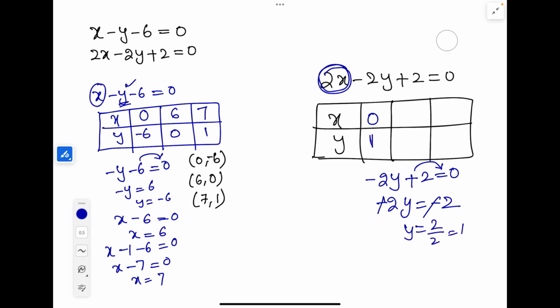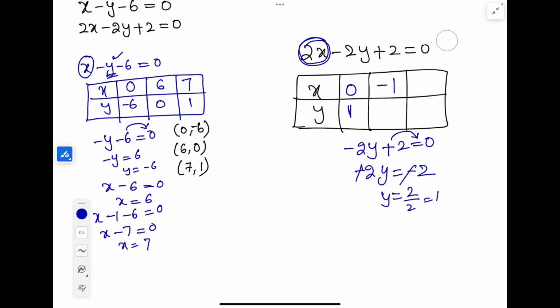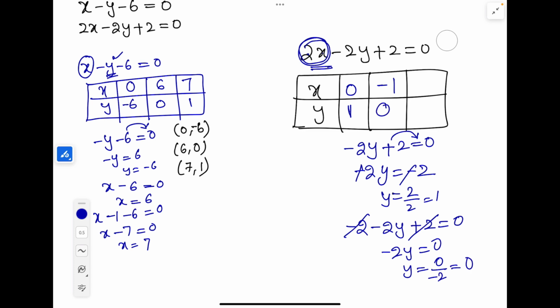Let us take x value as minus 1. If we put x value as minus 1, 2 into minus 1 is minus 2. Minus 2y plus 2 is equal to 0. Plus 2 minus 2 cancel. So minus 2y is equal to 0, or y is equal to 0 by minus 2. 0 by anything is 0. So we are getting y value as 0.